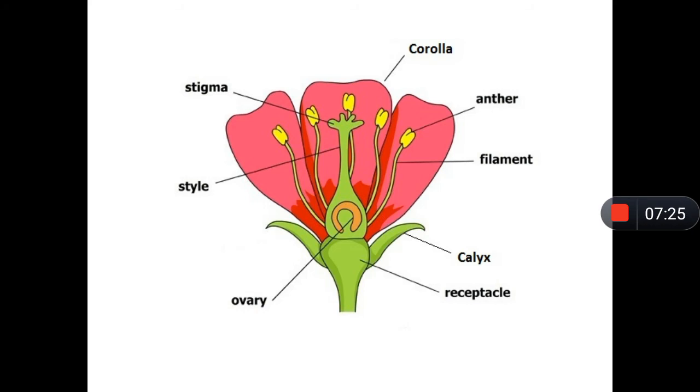On the receptacle, calyx arises, which is also a leafy structure, or it's green in color. And on this receptacle are arranged the calyx, the colored one called corolla, then the androecium and gynoecium. Androecium consists of stamens, nothing but the anther and filament, whereas gynoecium is called carpels, nothing but stigma, style and ovary. So this is the whole structure of flower.